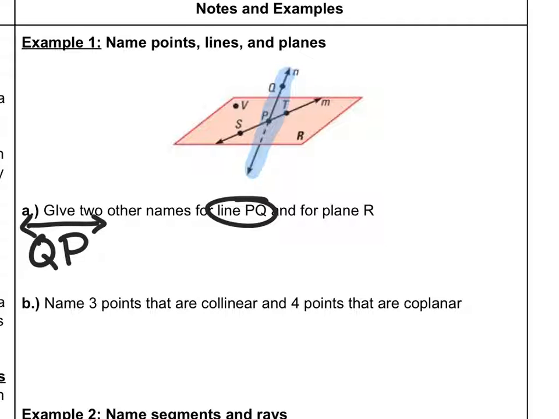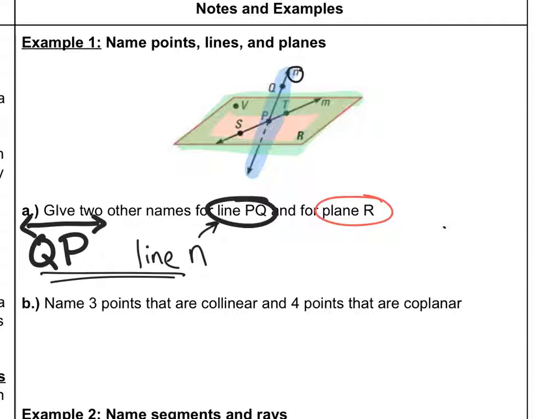The only other way to name this is by using the little letter that is associated with it, and that is the letter n. So we will say line n. So those are 2 ways to rename line PQ. Now let's talk about plane R. So plane R is this plane right here, encompassed, kind of looks like a little sheet of paper right there.